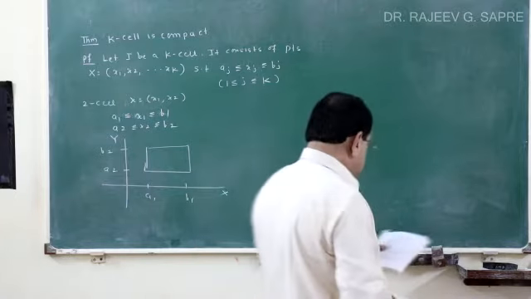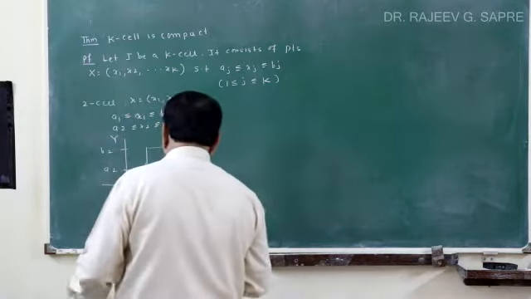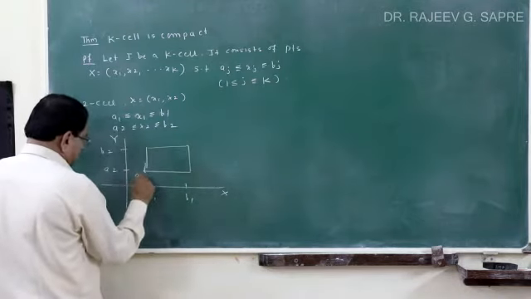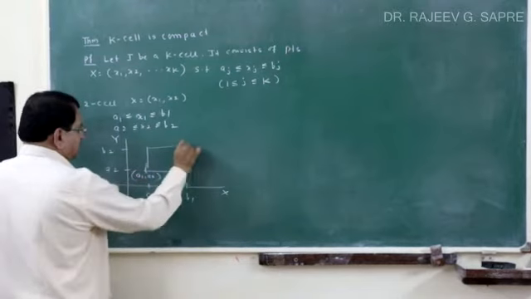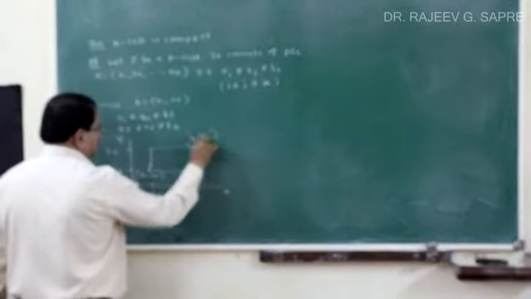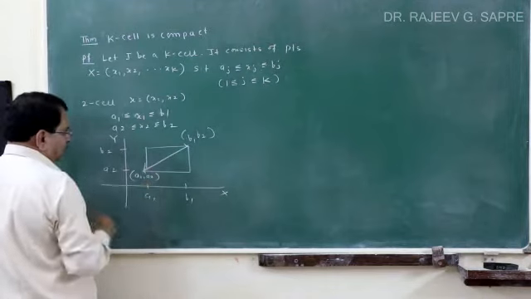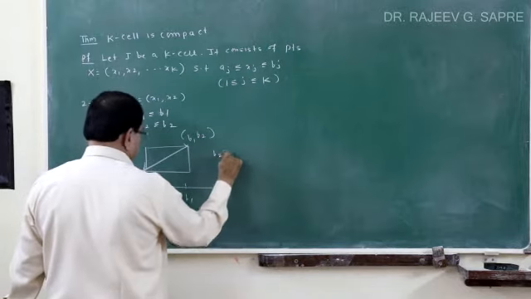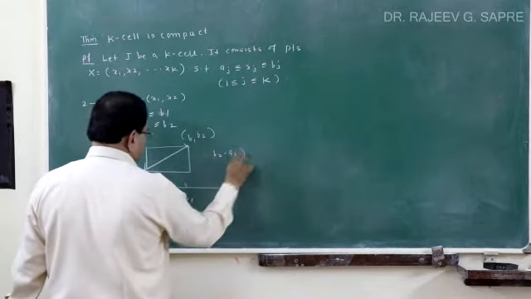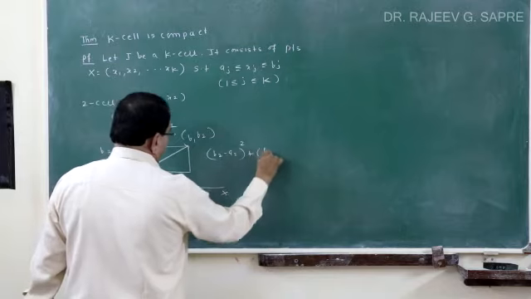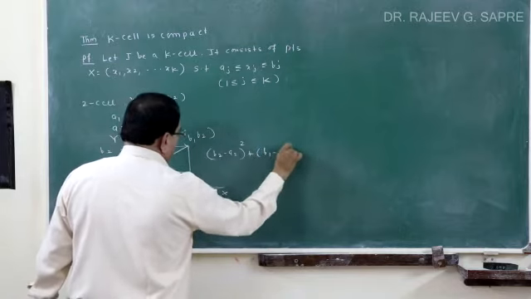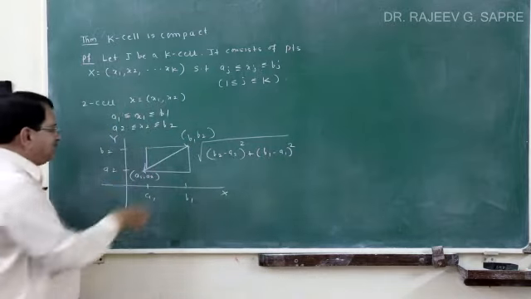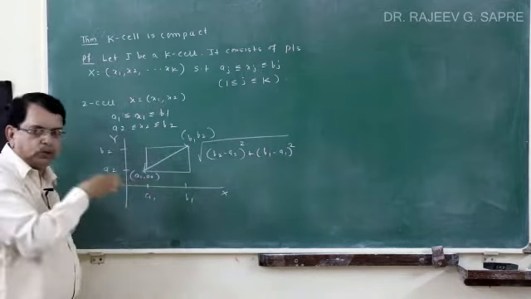Now what we can also see here is that if you take this point as A1, A2, and this point as B1, B2, then what is the length of this diagonal? It will be the square root of (B2 minus A2) squared plus (B1 minus A1) squared. This is the diagonal, or we can say this is the diameter of this 2 cell.